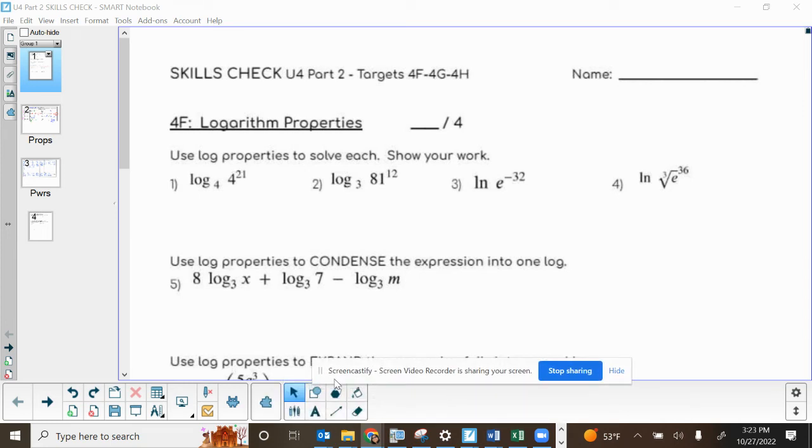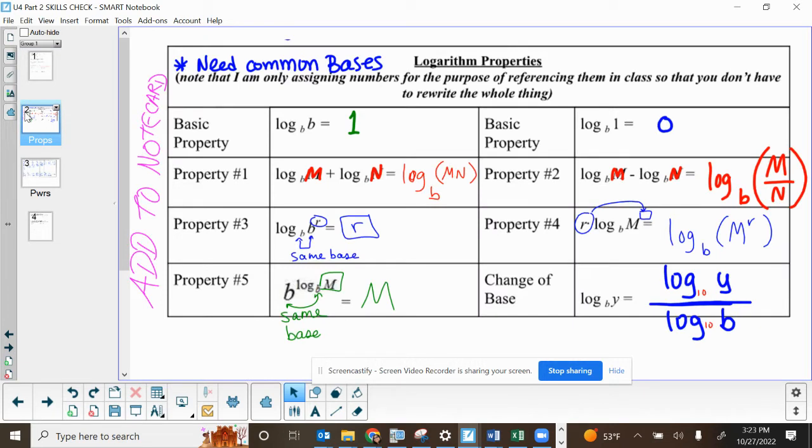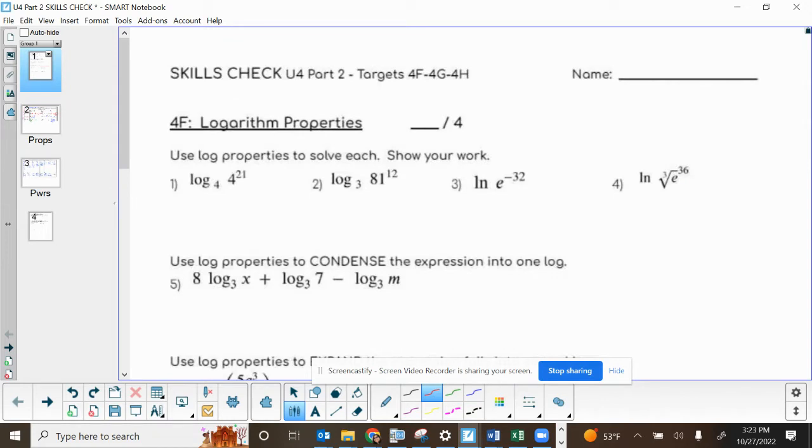Okay, so for target 4F, we are going to use our log properties. For the first one, we are looking at our log properties, and this is one where when you have the same base, you're ending up with just the exponent. So right here, we have the same base of the 4, and so that means my answer is just 21.